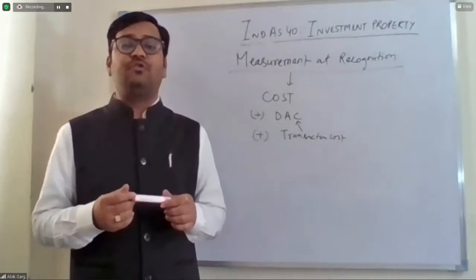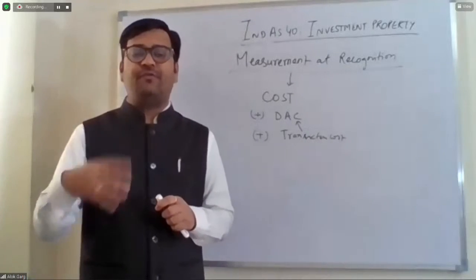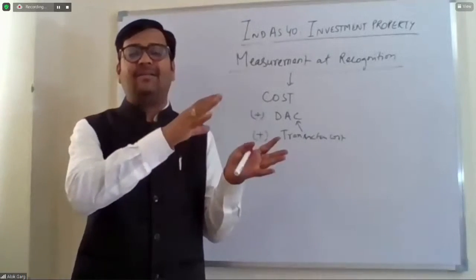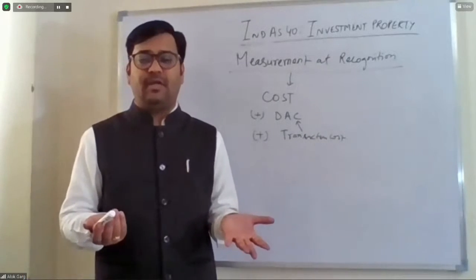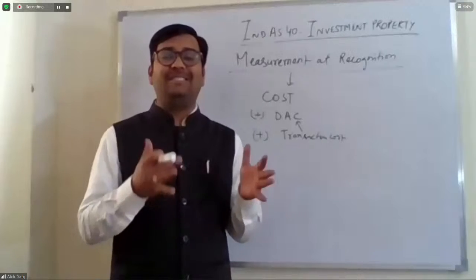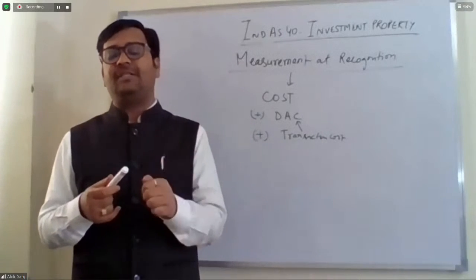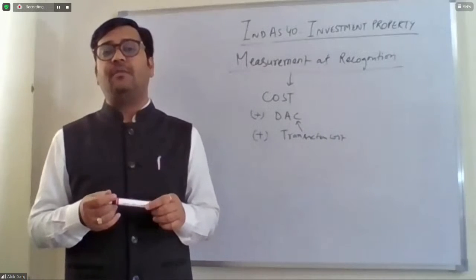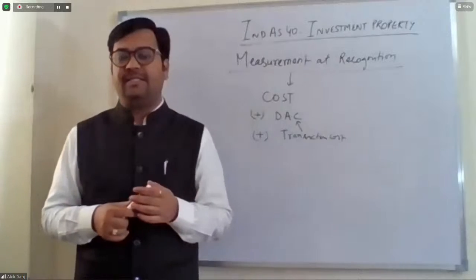The company has also paid lawyer fees or court fees for getting the title registered in the name of the company. So again, it is a directly attributable cost. Any cost which is necessary for bringing the investment property to the location and condition necessary for getting it productive is considered as the cost of the asset.